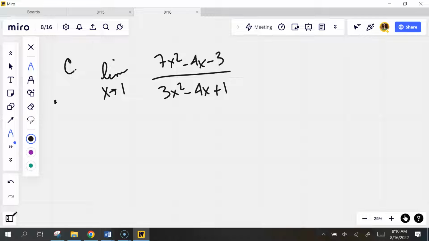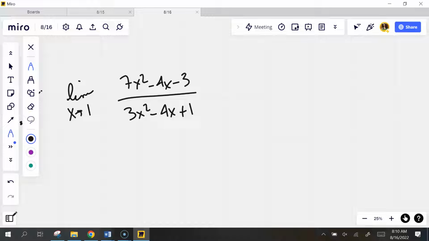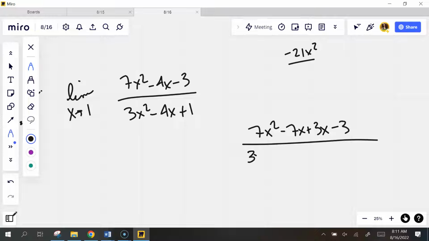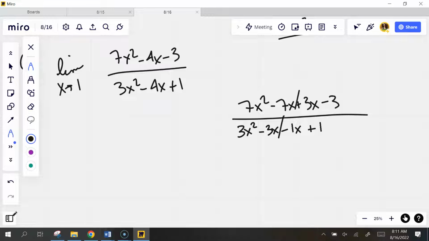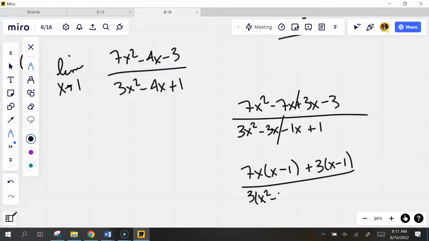So you can't plug the 1 in, right? You'll get 0 in the bottom. Is that right? So I factored. What multiplies to negative 21x squared but adds to negative 4x? Negative 7, positive 3. And on the bottom, multiplies to 3, adds to negative 4, so negative 3 and negative 1. So 7x plus 3, x minus 1, 3x minus 1, x minus 1, over x squared minus 1.